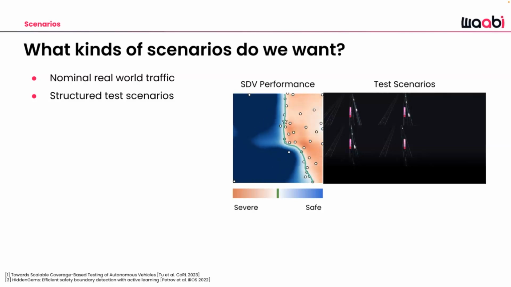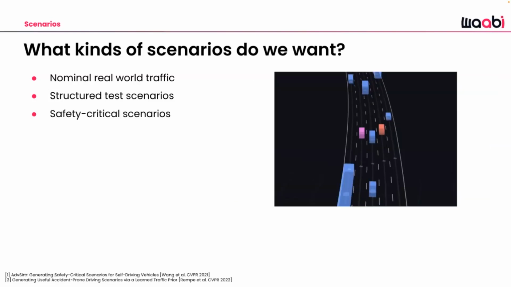Here we're showing an example where we were able to parameterize the scenario and intelligently sample different points in the parameter space of the scenario, to characterize where the self-driving vehicle performs well and where it performs a little more poorly in that parameter space. We'll go into this in a little more detail later as well.